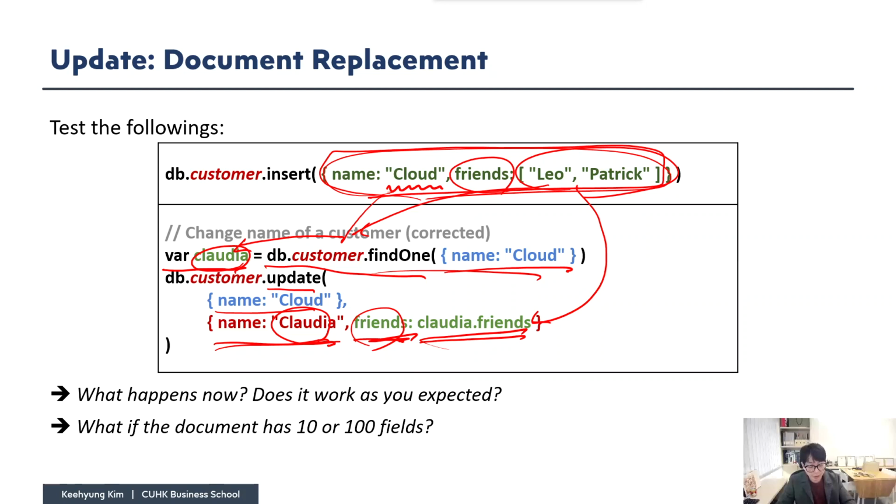However, the problem is this. In this case, we only have one friends field. But what if there are multiple fields? Then we have to specify all that manually here. So it's not an efficient approach in terms of coding. So it's not a good approach. So we go to the next one.